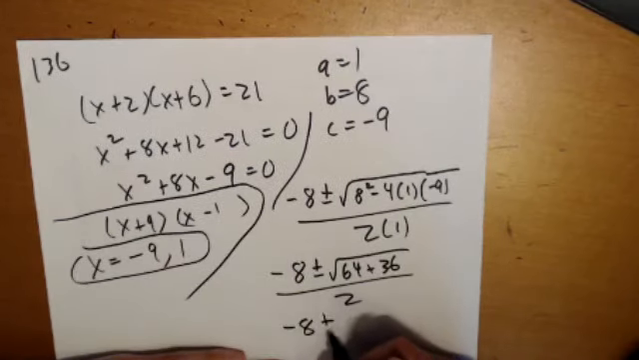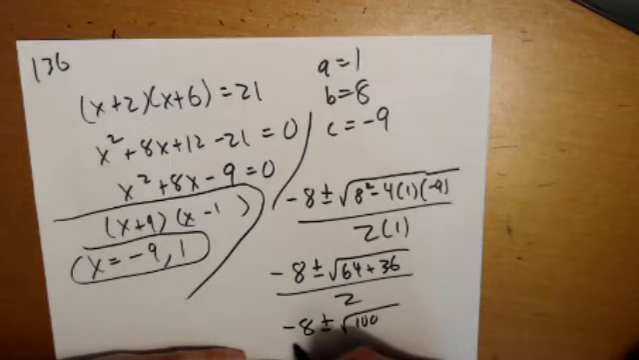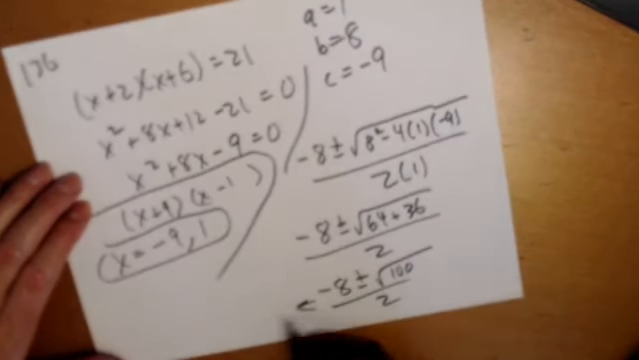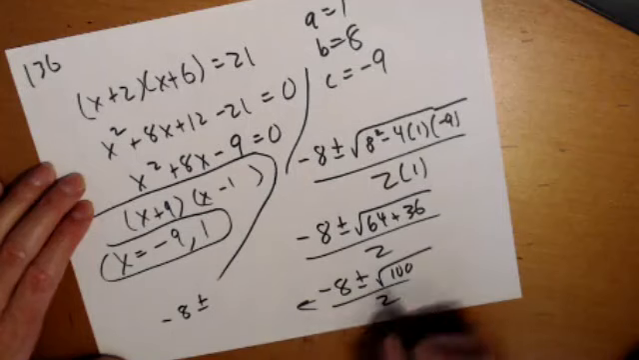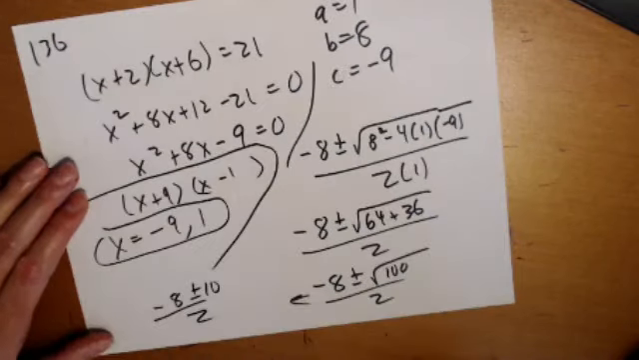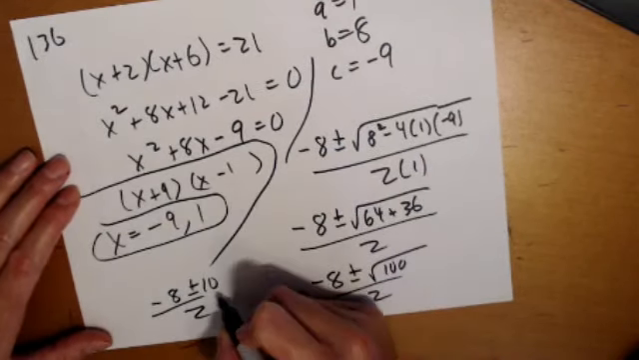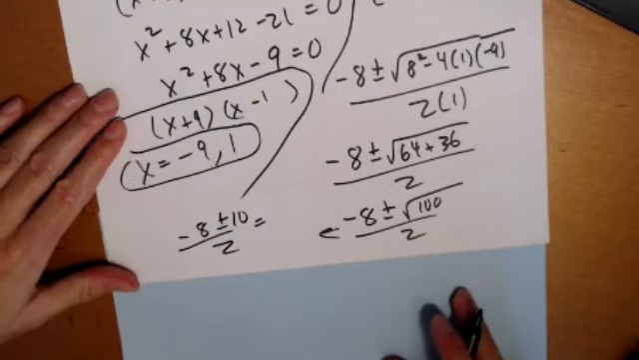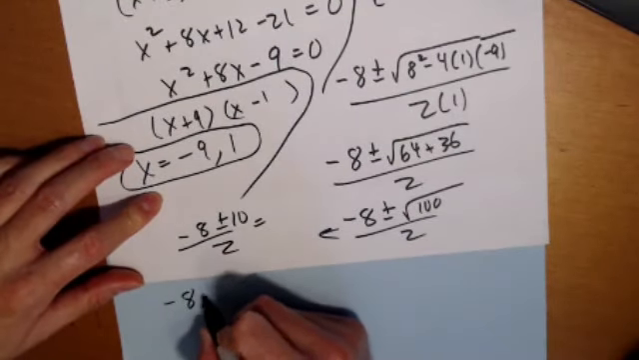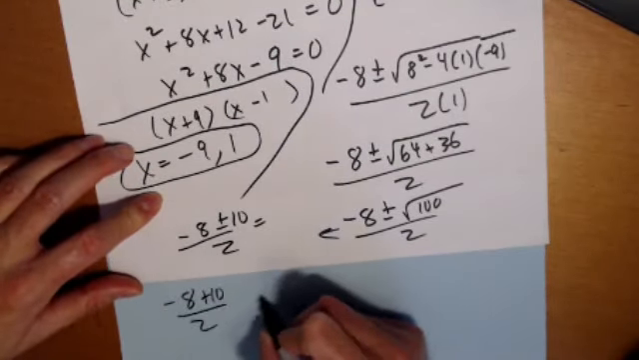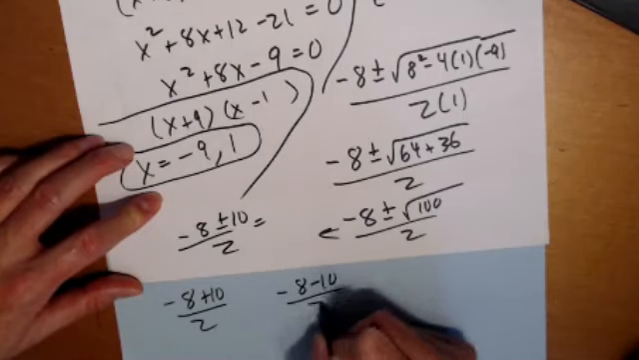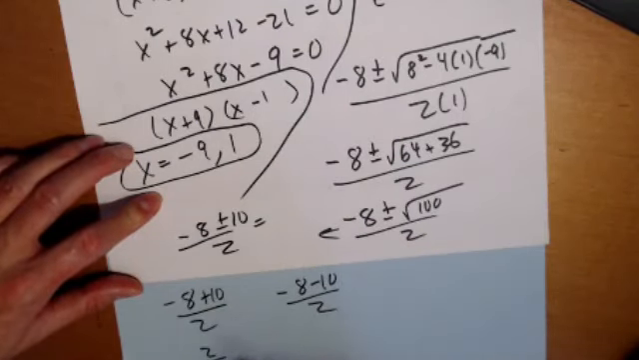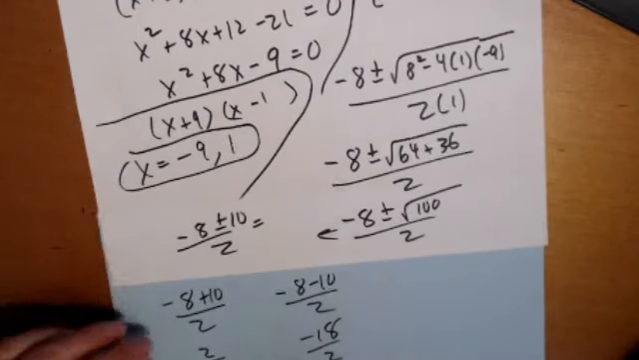Negative 8 plus or minus the square root of 100 all over 2, which gives us negative 8 plus or minus, square root of 100 is 10, all over 2. It gets messy, which gives us negative 8 plus 10 over 2, and negative 8 minus 10 over 2. It gives us 2 over 2, which is 1. It gives us negative 18 over 2, which is negative 9.